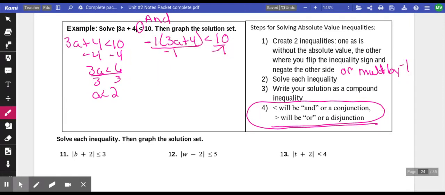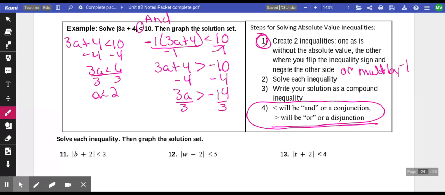When I do that, I end up doing what the notes say in step 1, which is it becomes 3a plus 4 is greater than -10. Because when I divide both sides by a negative, I need to flip the inequality. So then I subtract 4. I get 3a is greater than -14. Divide by 3. a is greater than -14 thirds. So it's an and statement. So it's really a is greater than -14 thirds and a is less than 2.